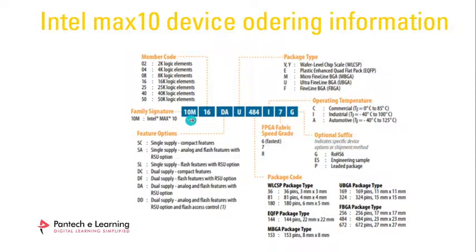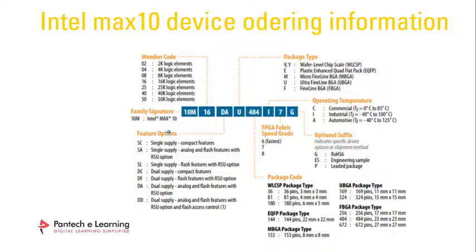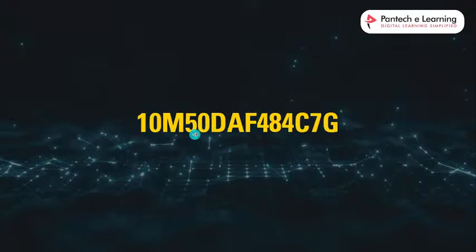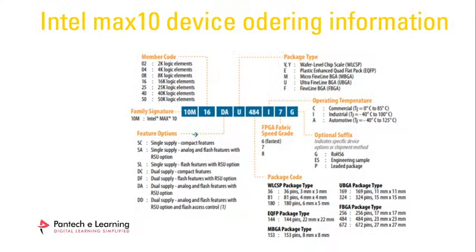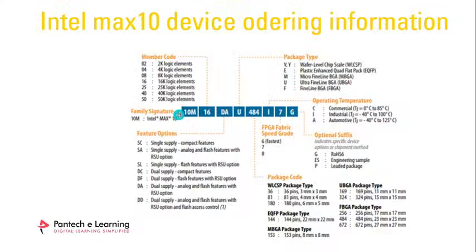Firstly, our FPGA board has 10M. 10M is the family signature name, like MAX10 is a family name. It is the signature name of the FPGA. And then we have 50. 50 means how many logical elements the FPGA has. Like here it is 16, which means 16k logical elements. Our FPGA board has 50, like 50k logical elements on the FPGA IC.